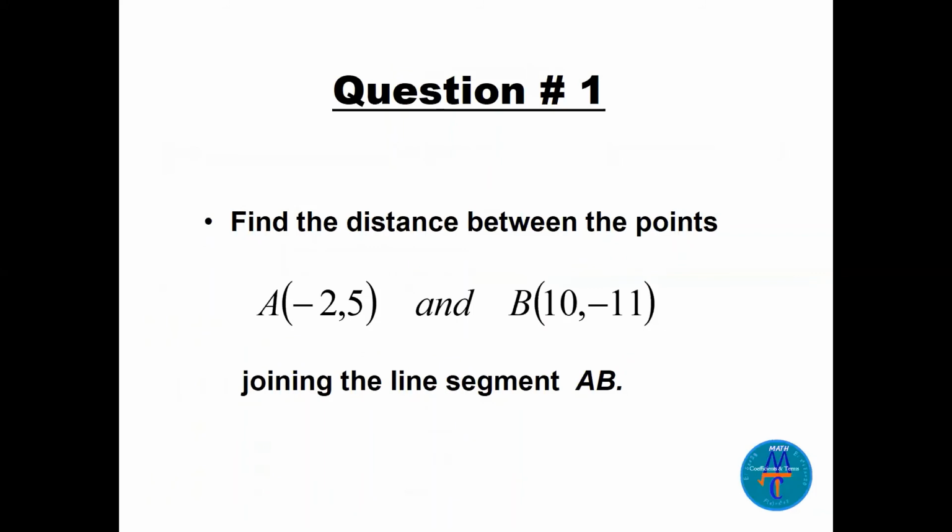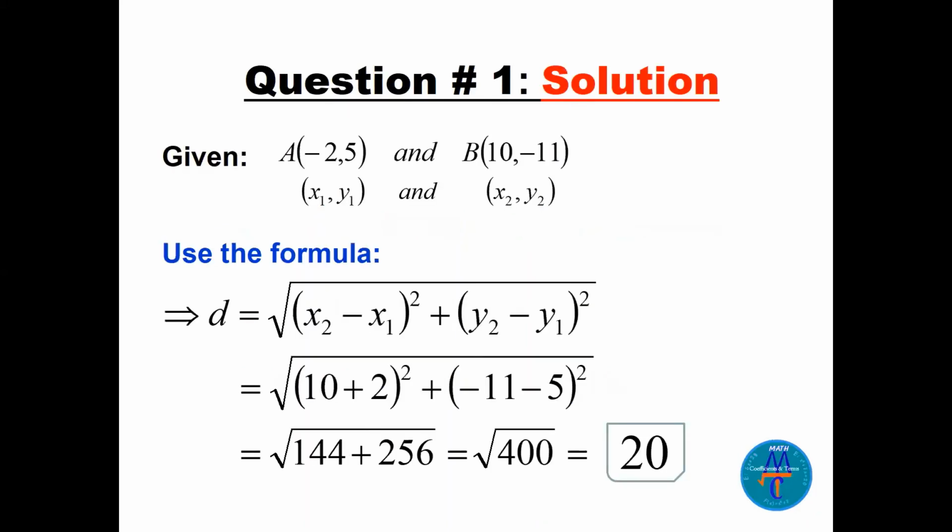Find the distance between the points A and B joining the line segment AB. It's the same points, A (-2, 5), B (10, -11). You can pause the video for a few seconds. Find the distance. If you forget, the distance formula is the square root of (x2 minus x1) squared plus (y2 minus y1) squared. And then you can find it. I think by this time you have an answer. It is 20. See, the distance is 20.